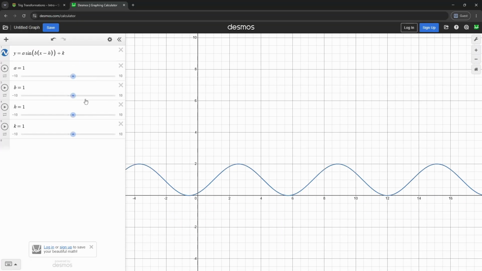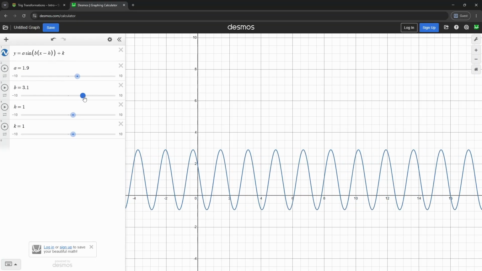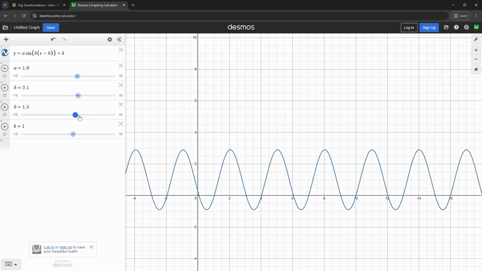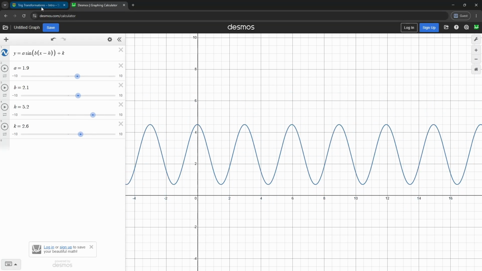And let's have a quick look at what happens. If I tweak this one, it's going to stretch it up and down. If I tweak this one, it's going to stretch it left and right, like that. If I tweak this one, it's going to move it left and right. And if I tweak this one, it's going to move it up and down. Okay, so that's what we're going to be looking at.